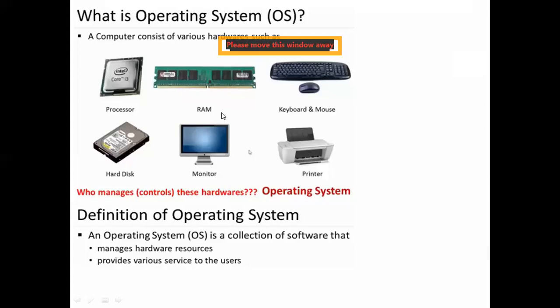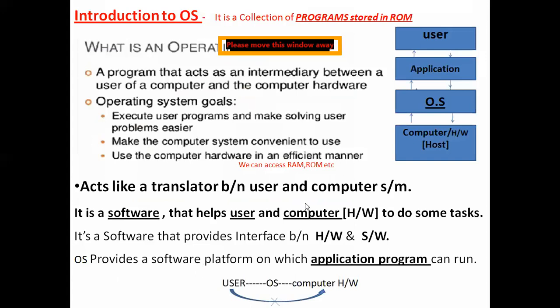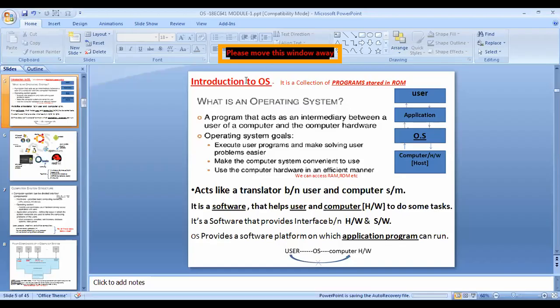So the definition: an operating system, we'll call it OS in short, is basically the collection of software that will manage all the hardware resources of a computer. And it will also provide various services to the users. Okay. So now, regarding the introduction to the operating system.